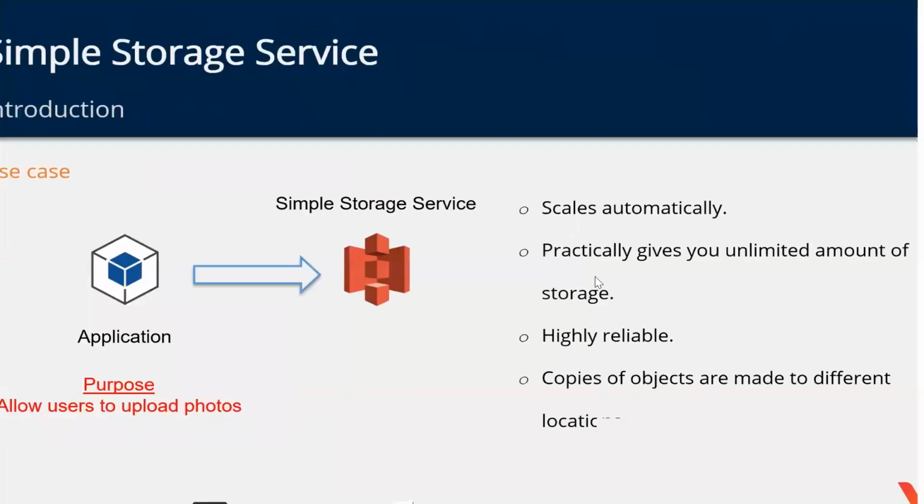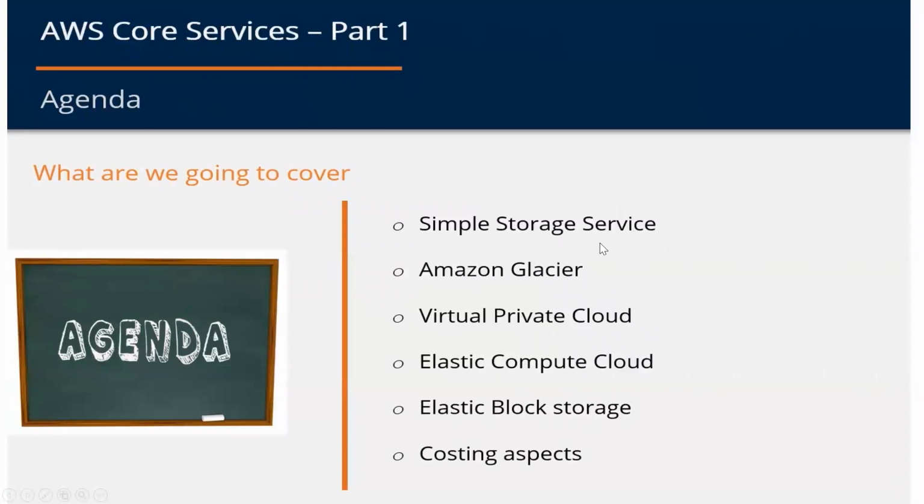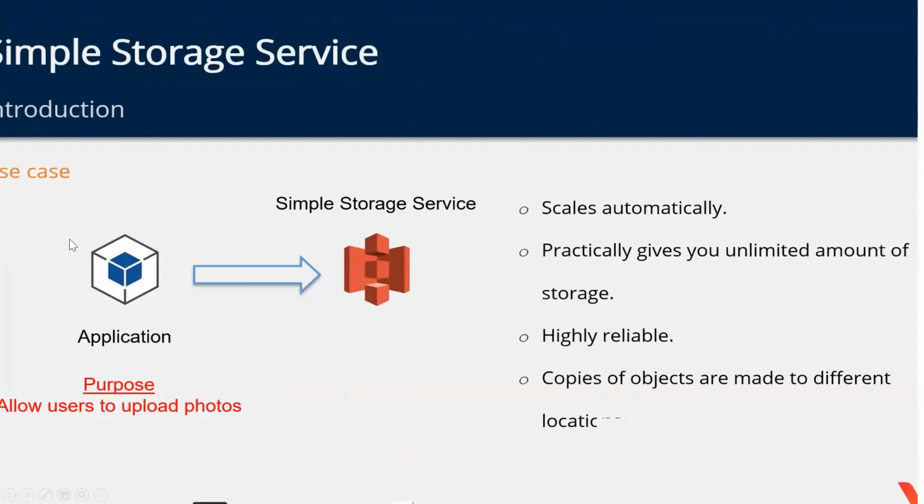The first thing is Simple Storage Service, S3, right? So this is the architecture diagram. Just take a look at it, and then we will discuss it. This is a simple storage service that scales automatically. I will explain all of them. It practically gives you an unlimited amount of storage, highly reliable, with copies of objects made to different locations. Take a good look at this architecture, then we will discuss.